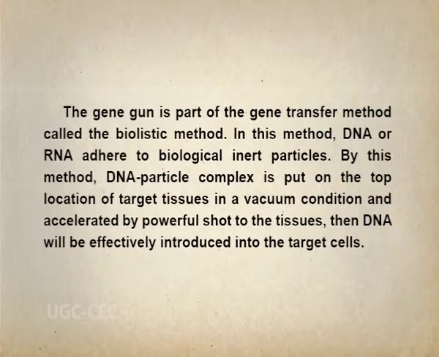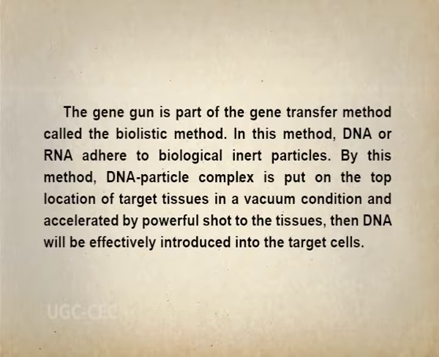To resolve this problem in gene transfer, the gene gun was made by Klein at Cornell University in 1987. On the gene gun technique, Klein and Stanford et al. published papers, obtained patents, and formed a company called Biolistics. The gene gun is part of the gene transfer method called the biolistic method.